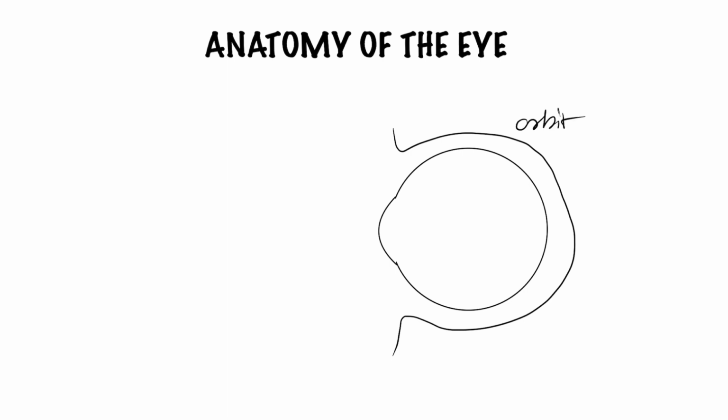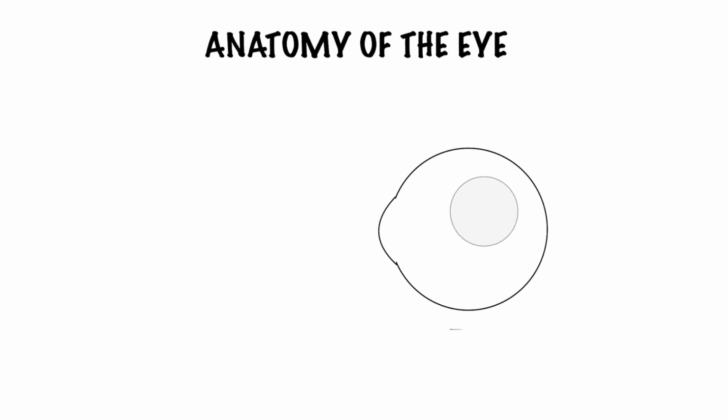So the eyeball is a ball, right? So it must have some volume. The eyeball has a volume of 6 ml and the orbit has a volume of 30 ml in total. The eyeball has 3 layers in total: the outermost layer, the middle layer, and the innermost. If I just remove these surrounding things, this is your eyeball now.